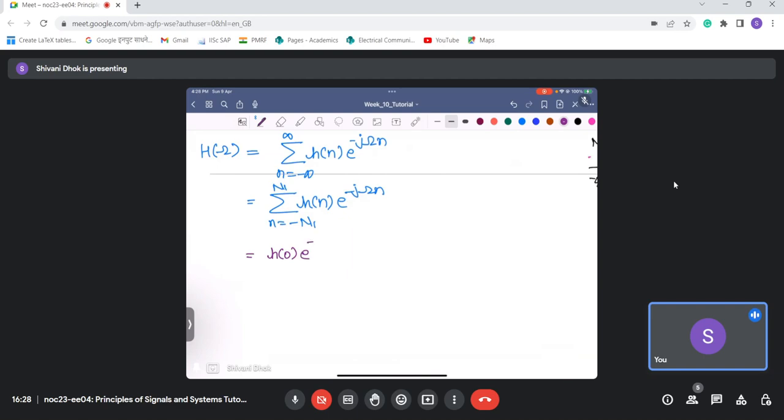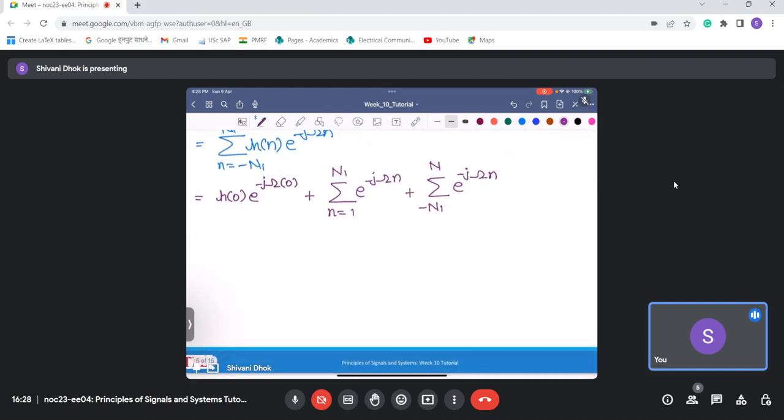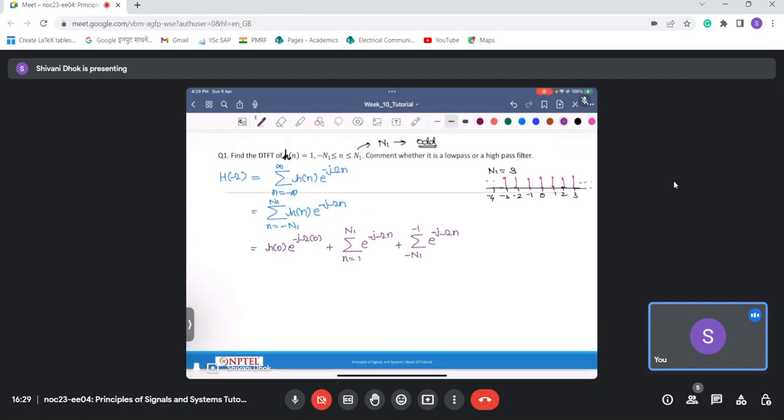h0 into e power minus j omega 0 plus summation n equal to 1 to capital N1 hn into e power minus j omega n, and hn here is basically 1, so it is e power minus j omega n, plus summation minus n1 to minus 1 of e power minus j omega n. For this summation here, I'll replace n with minus m. This h0 is basically 1, and e power minus j omega into 0 is also 1.